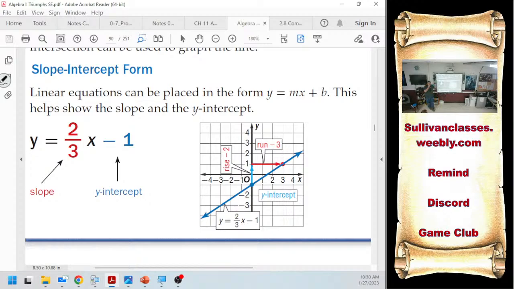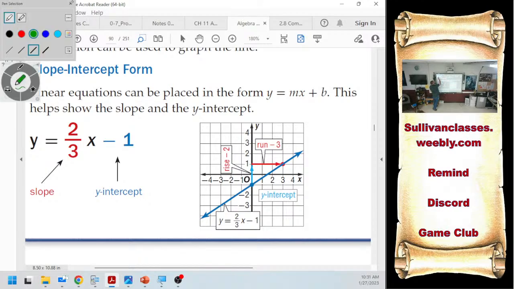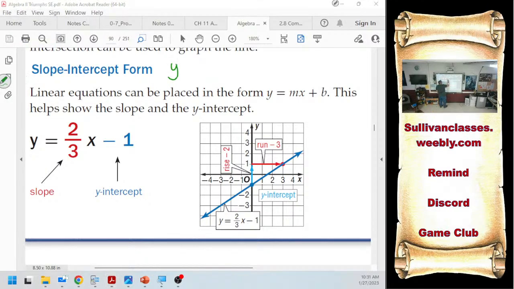They just identify what slope and y-intercept are like this. I want you to write something else next to it. When I have y equals mx plus b, that is called slope-intercept form. It's called that because the slope is a number and the y-intercept is a number. It just tells me what they are. Okay? This is at the top of 3-1.